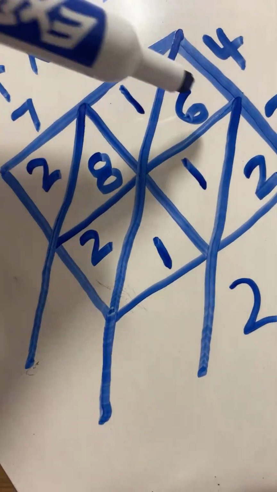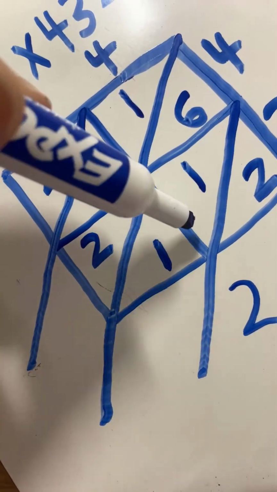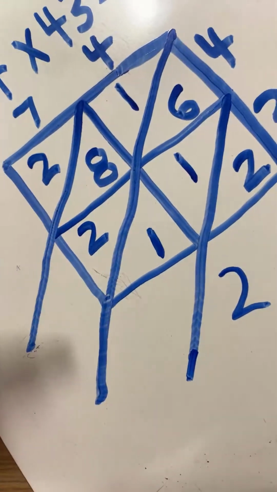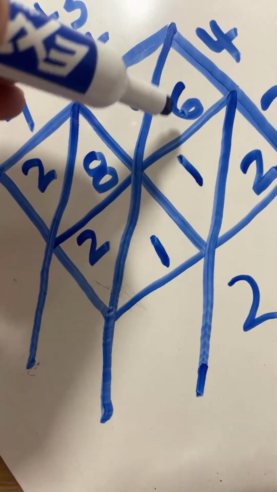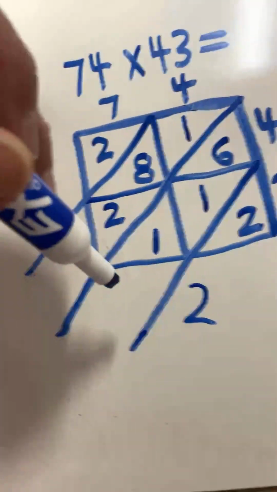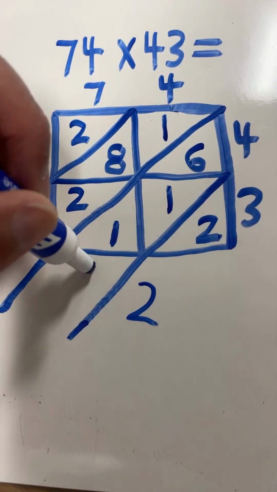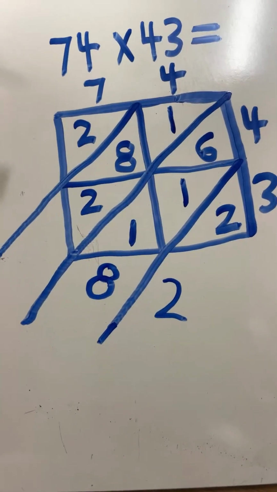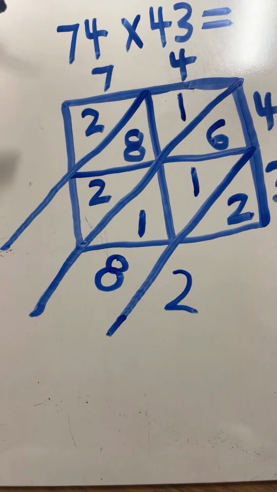Next, we have to add these 3 numbers that go in between these 2 diagonal lines. The number in between these 2 diagonal lines represents the tens place. So 6 plus 1 equals 7, plus 1 equals 8. So far we have a 2 in the ones place, 8 in the tens place.